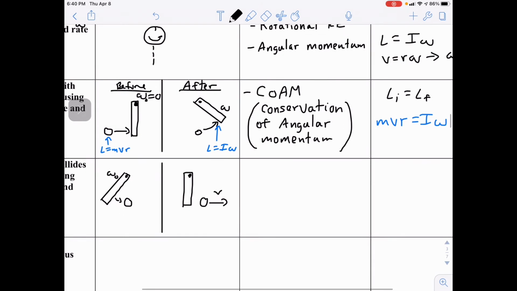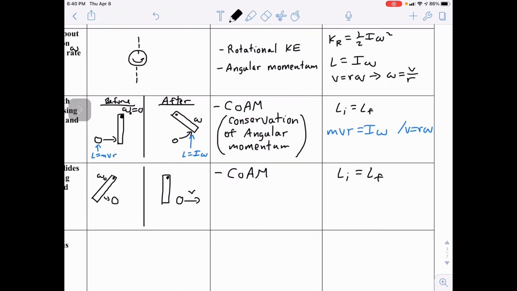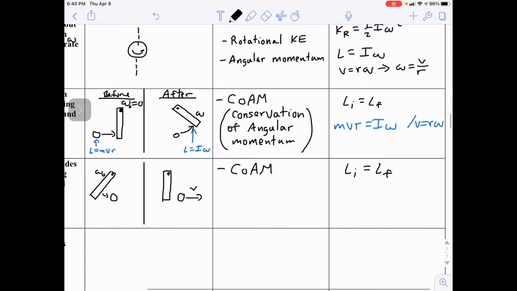Okay, this is the exact same concept as the previous one, conservation of angular momentum, which means angular momentum before collision equals angular momentum after collision. Same as before. But here's how we need to apply it a little differently. Initially, all we have is the rotating rod, which would be I omega. Afterwards, all we have is the linearly moving mass, which would be MVR.